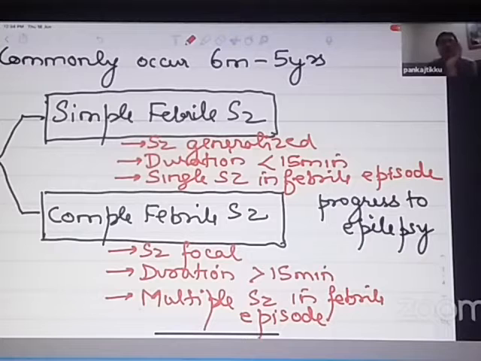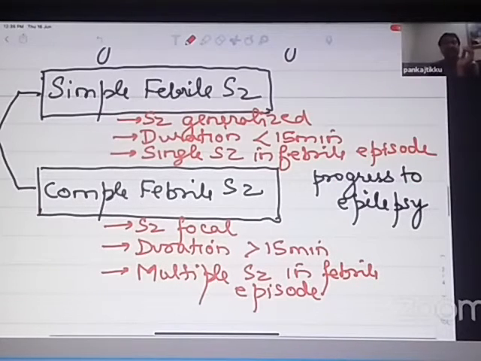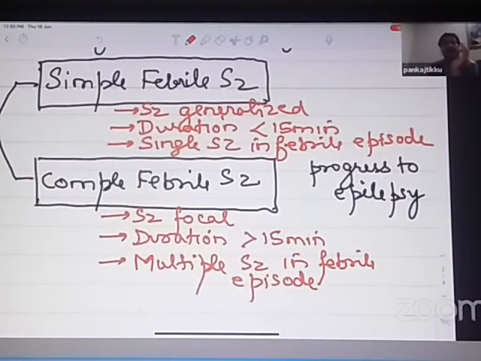Third, ask the mother, was the seizure occurring all over the body or was it only restricted to one hand or one leg? It was all over the body. It is likely to be a simple febrile seizure. So simple febrile seizures are usually generalized, usually last for less than 15 minutes, and there is only a single seizure in the febrile episode. On the other hand, seizures which are focal, seizures where the duration is more than 15 minutes and where there are multiple seizures occurring in the febrile episode, they are likely to be complex febrile seizures.